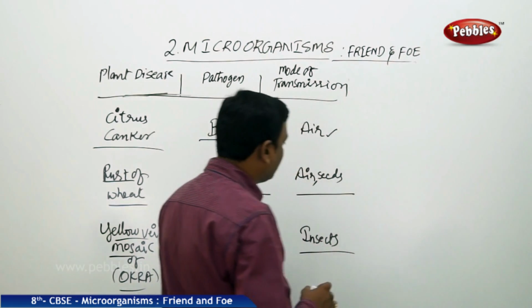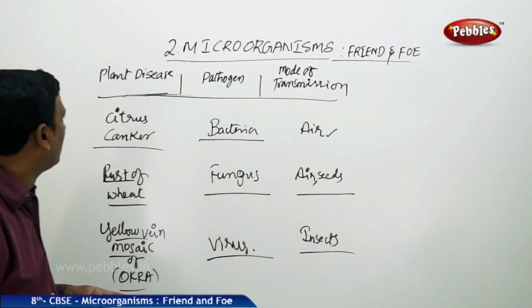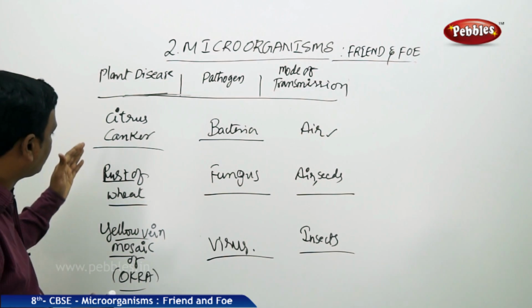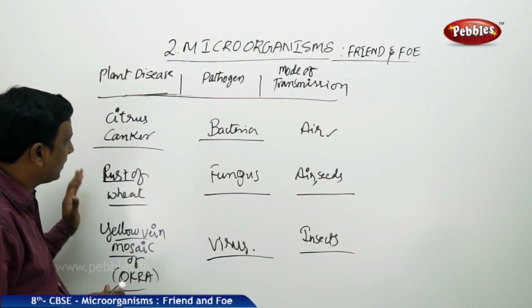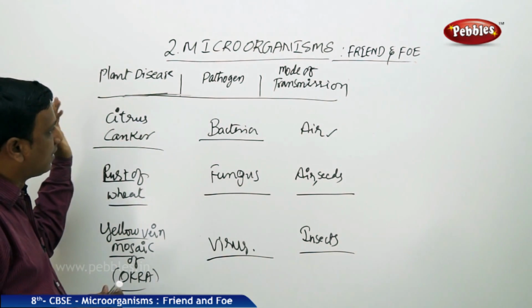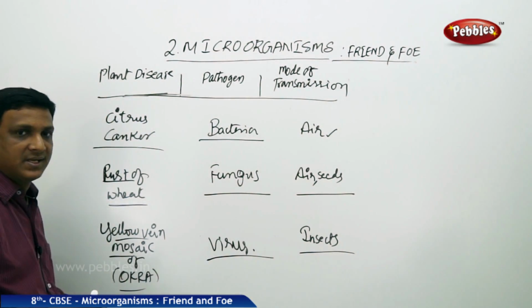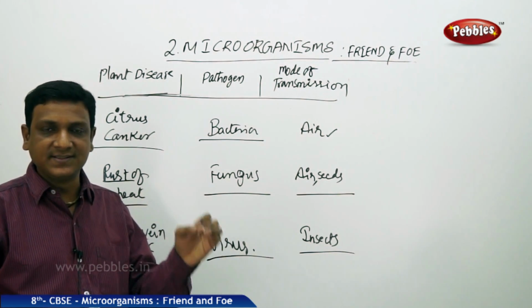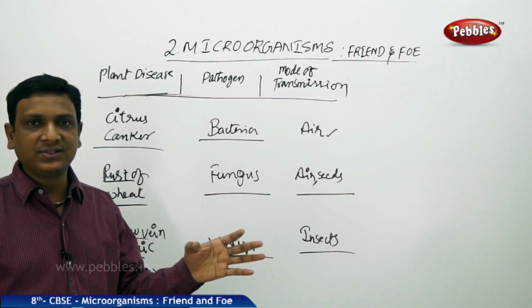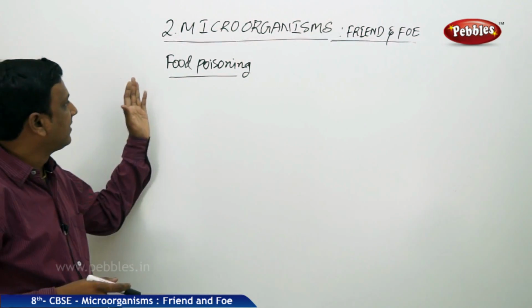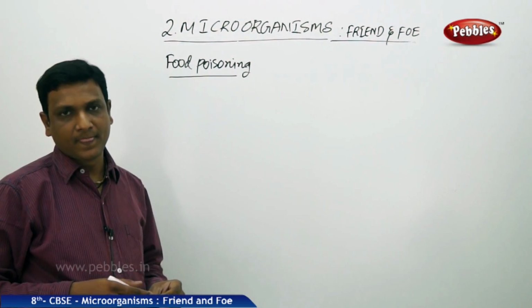it is spread by insects. So these are the examples from which we can see how diseases like citrus canker or rust of wheat or yellow vein mosaic of okra are transmitted, the mode of transmission, and what pathogen causes the disease. So by this we can understand that microorganisms cause diseases in animals, in humans, as well as in plants. Now let us see another topic, food poisoning.